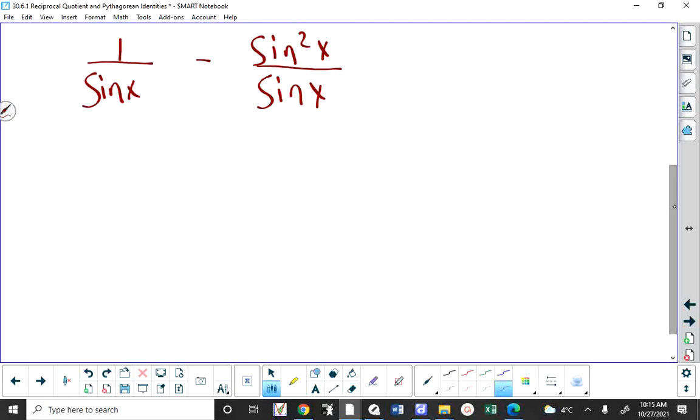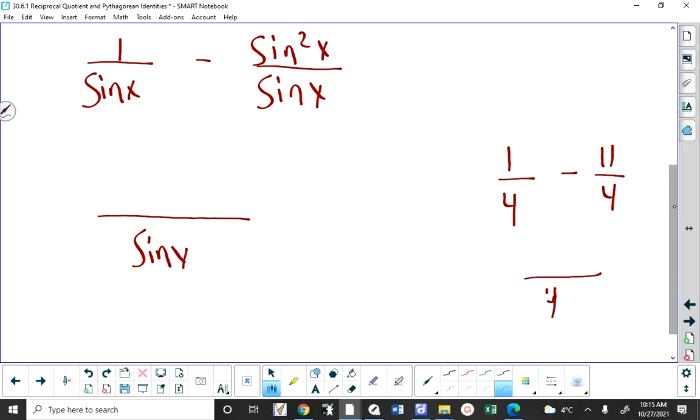You know, when we have 1 quarter minus 11 quarters, the reason we keep the denominator the same is because you're really literally adding 1 quarter and negative 11 quarters. You're adding quarters, so you're going to get quarters. Here we're adding sine of x's, whatever those are, okay? 1 over them. And we get 1 on the top minus sine squared of x. How many of you, by a show of hands, know exactly what we're going to do with the 1 minus sine squared? It's that Pythagorean identity, right?